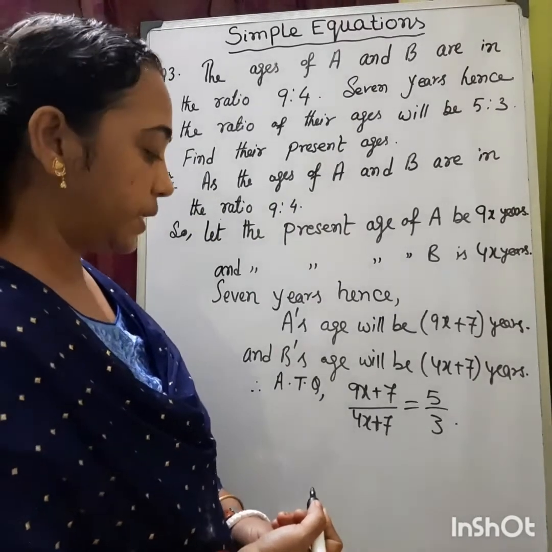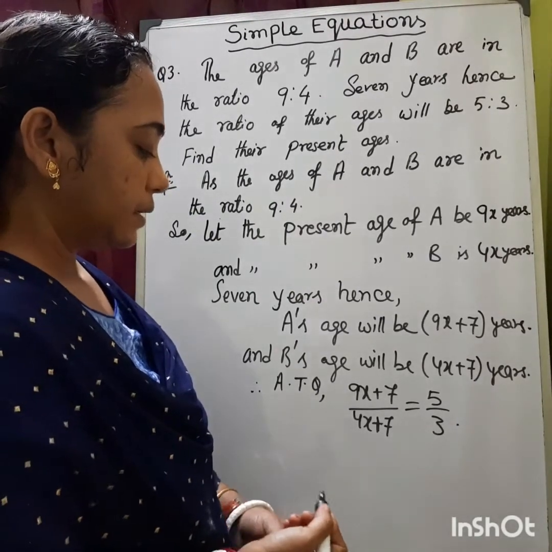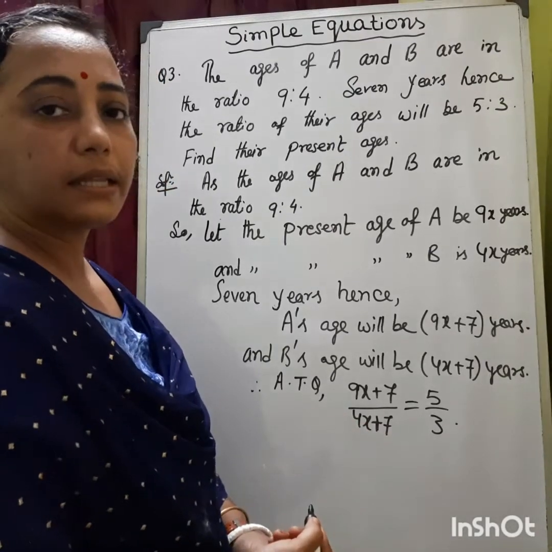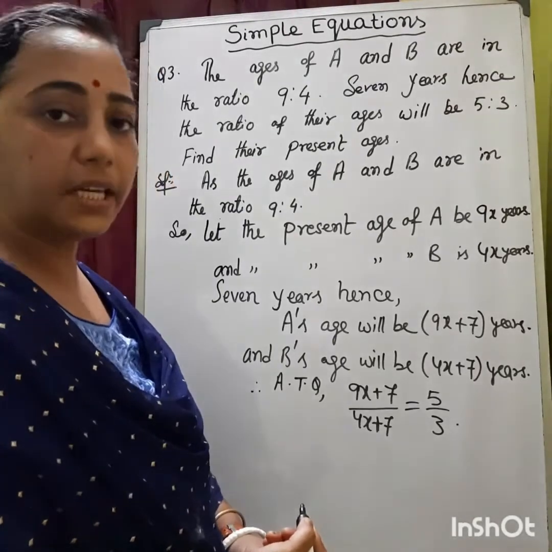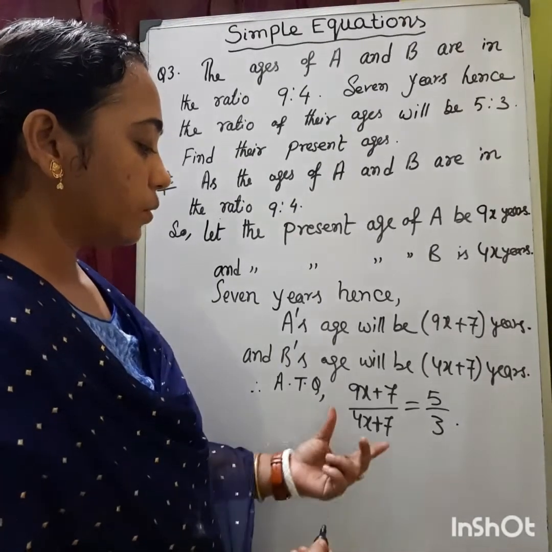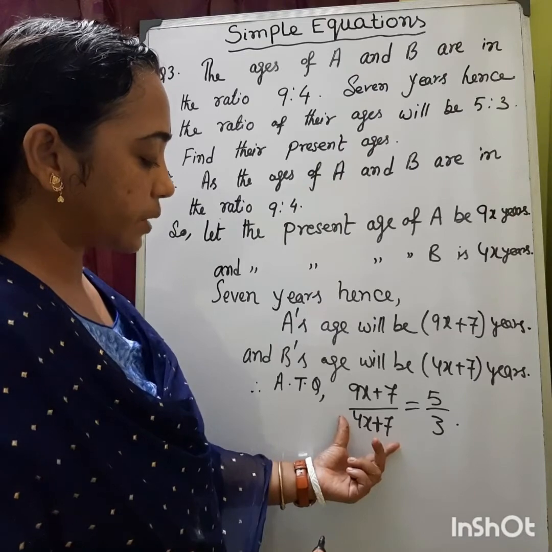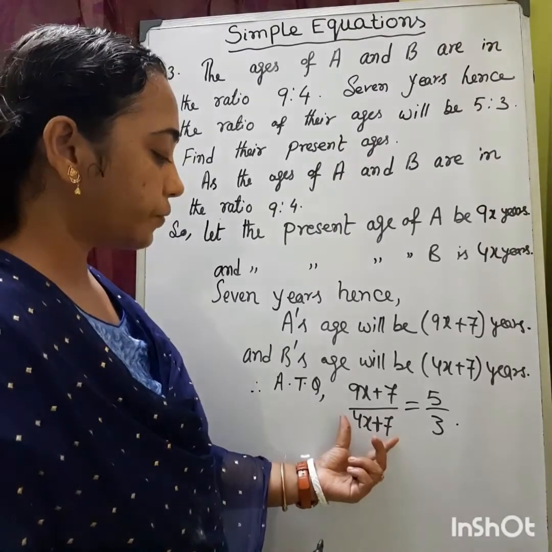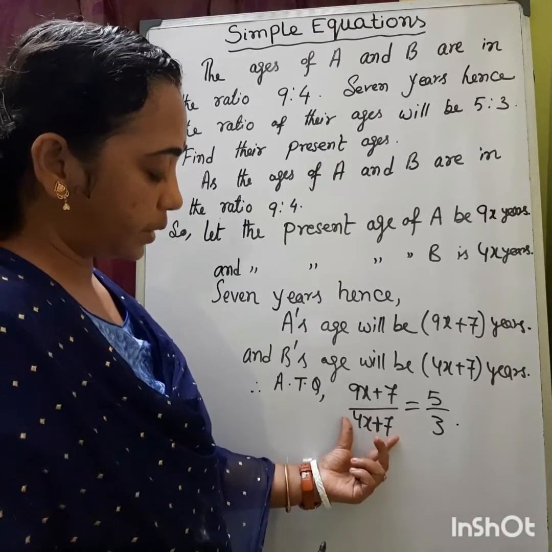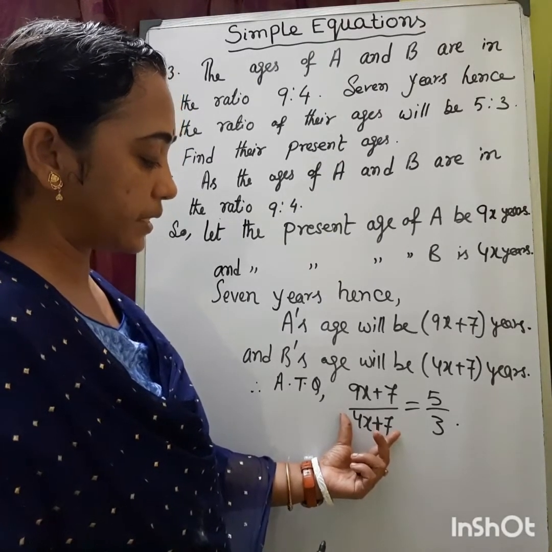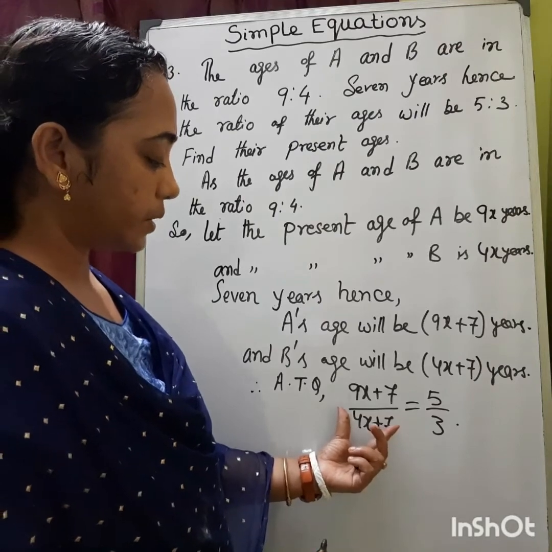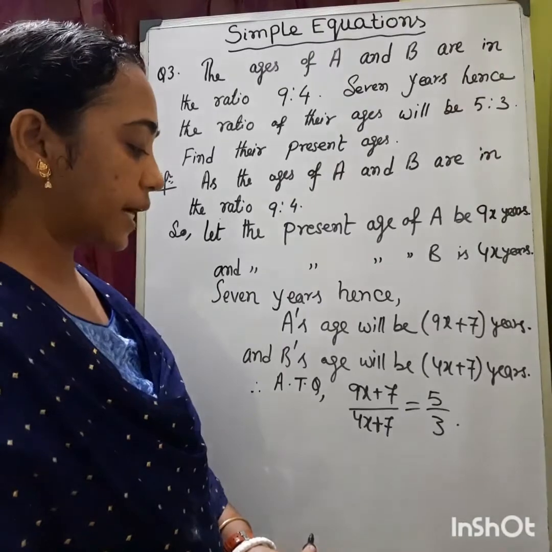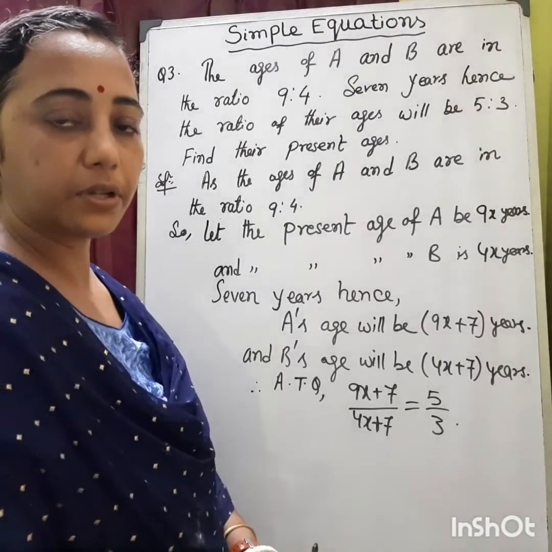of A and B. But see, in this equation, the left hand side expression is not in the form of a linear expression. Why is it not in the form of a linear expression? Because here in the denominator, a variable is present. So first we have to remove the variable term present in the denominator. So for that, let us multiply both sides by 4x plus 7.